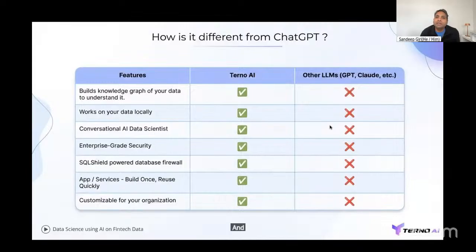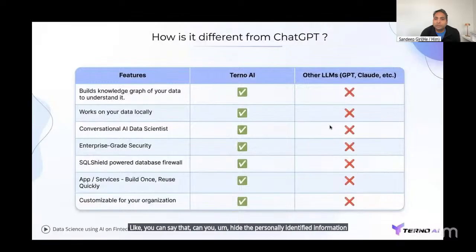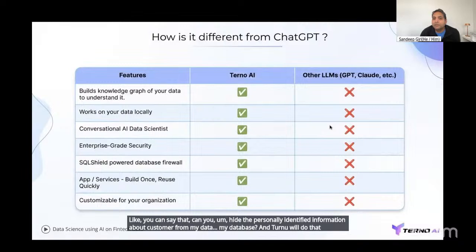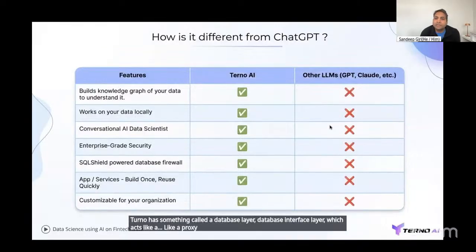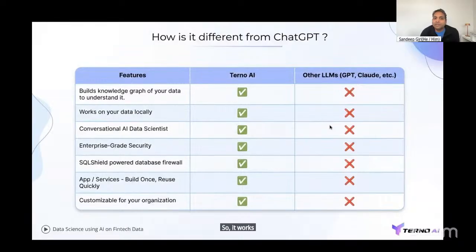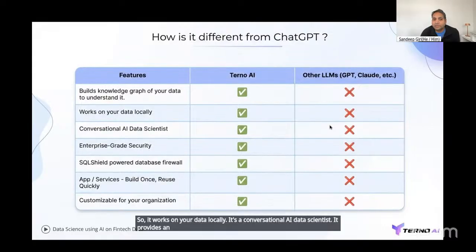This unification layer you can also improve by telling it what to do. Like you can say, can you hide the personally identifiable information about customers from my database? And Turno will do that without touching your database. Turno has something called a database interface layer, which acts like a proxy database, and you can expose that to other systems as well. So it works on your data locally. It's a conversational AI data scientist. It provides enterprise grade security. It has all of these features.